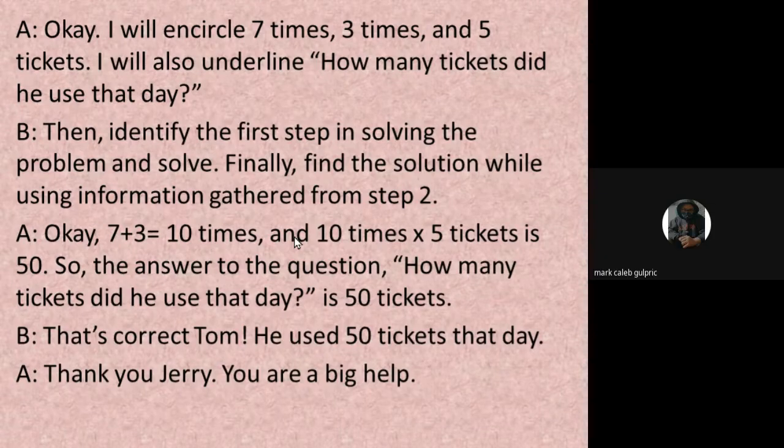Then identify the first step in solving the problem and solve. Finally, find the solution while using information gathered from step 2. Okay, 7 plus 3 equals 10, and 10 times 5 tickets is 50. So the answer to the question, how many tickets did he use that day, is 50 tickets. That's correct, Tom. He used 50 tickets that day.